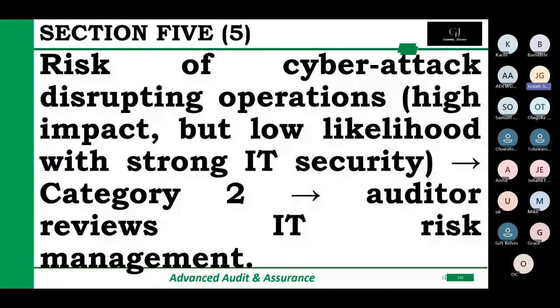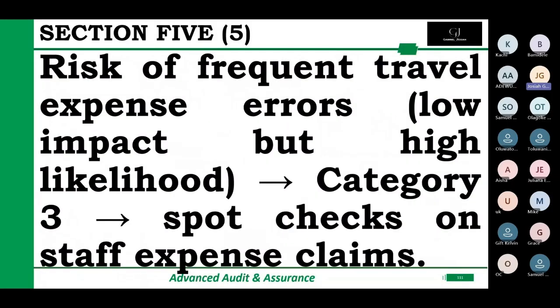Where companies gravitate towards digitization, high digital presence, tech savviness, the auditor needs to prioritize its IT risk management and risk assessment in that organization very, very critically. Also, risk of frequent travel expense errors, which is low impact but high likelihood, which is category 3. Attending to it through spot checks on staff expense claims will be able to mitigate such risk.